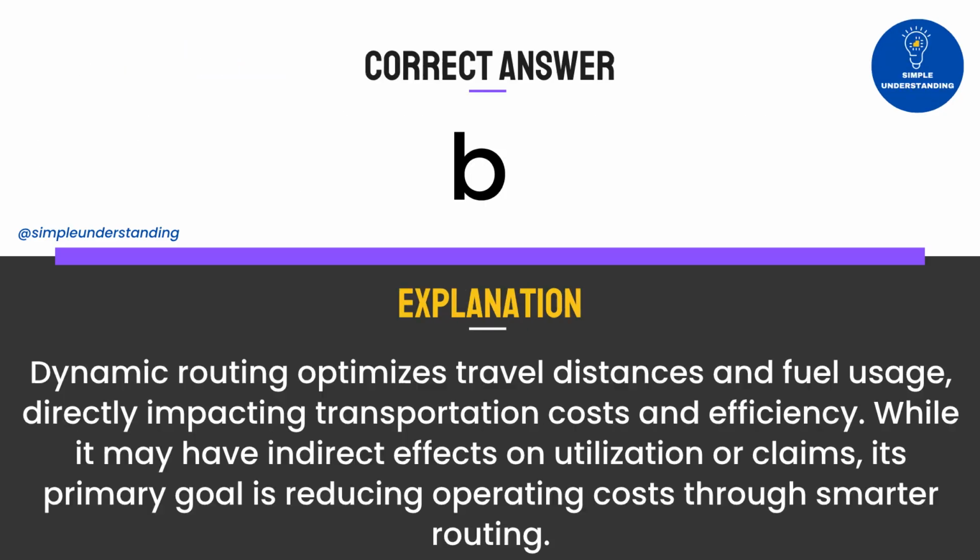Correct answer. B. Explanation. Dynamic routing optimizes travel distances and fuel usage, directly impacting transportation costs and efficiency. While it may have indirect effects on utilization or claims, its primary goal is reducing operating costs through smarter routing.